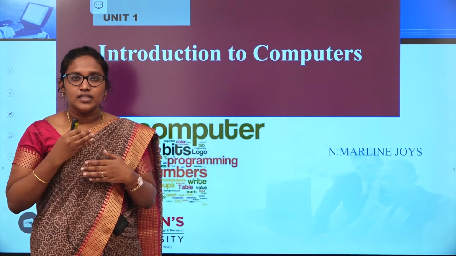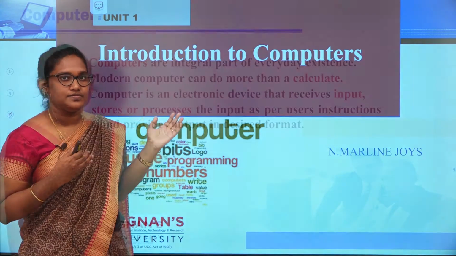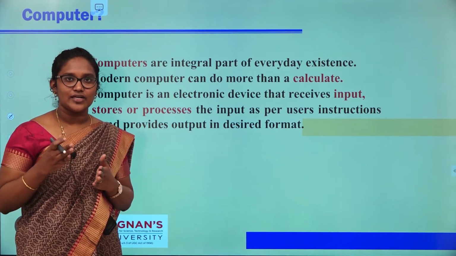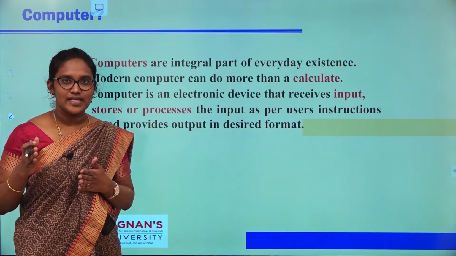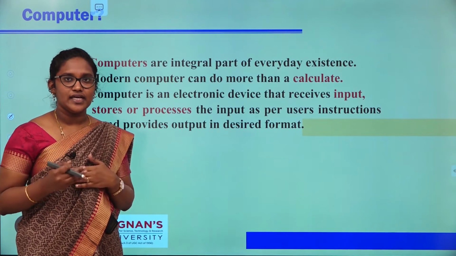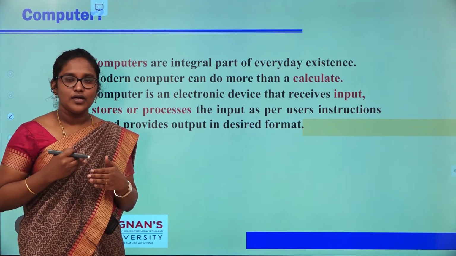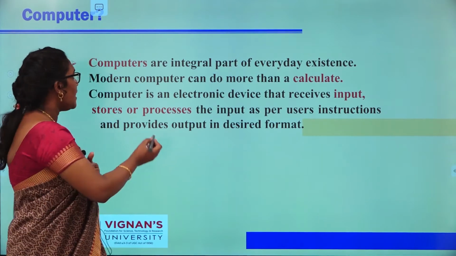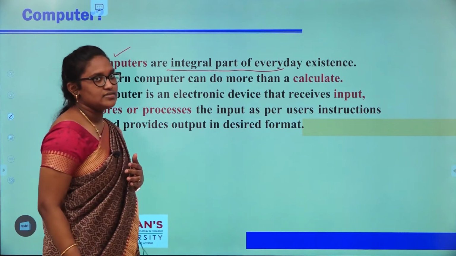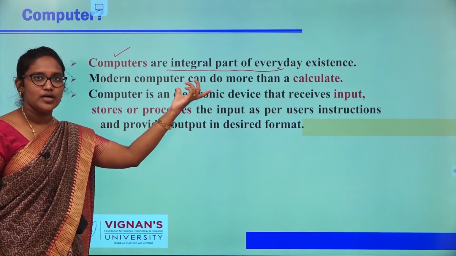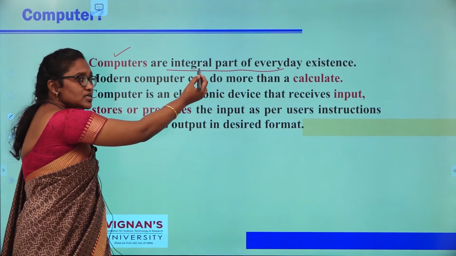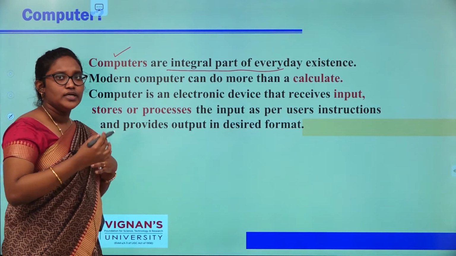So we will see the basic part of a computer. As we all know, the basic definition of a computer is that it is an electronic device which is used for calculations. But in the modernized world, in a more technical way, computers are an integral part of everyday existence. This is the first point which you have to remember, because integral part of everyday existence means you are using these computers in our day to day life.